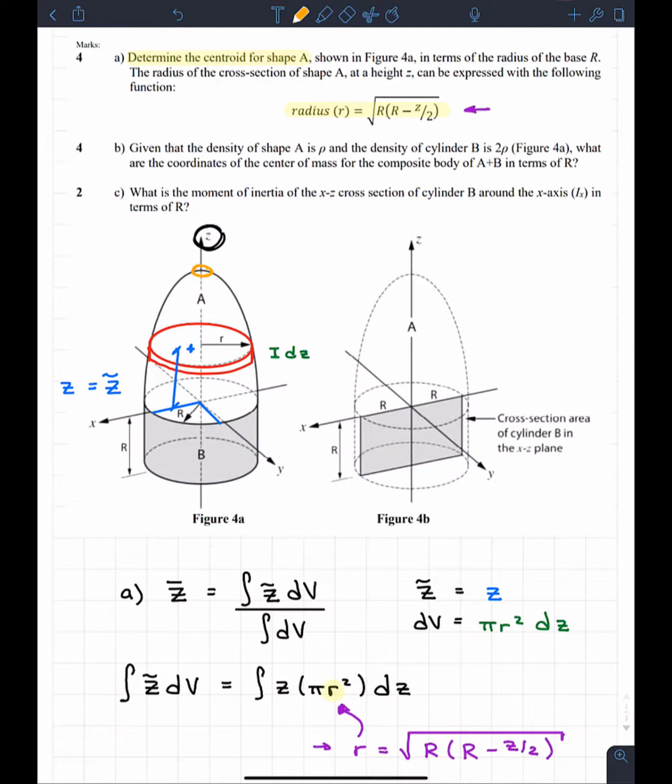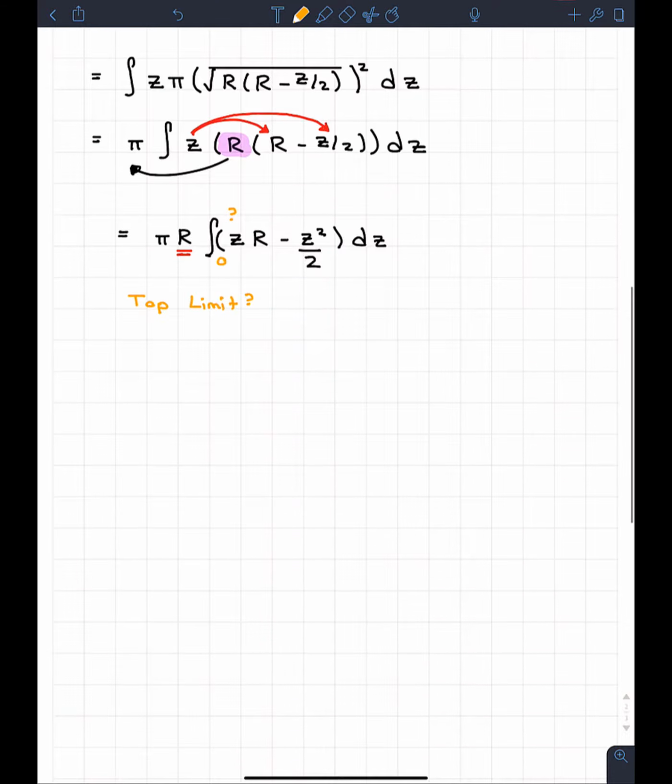So now we have to figure out, how do we find that? We're actually going to have to go to our equation up here that has to do with the radius. Because if we look at this shape, the radius gets smaller and smaller, and then at the very top of the shape, the radius goes to 0. So r is equal to 0. So we come to our equation where it says r is equal to the square root of r, bracket, r minus z over 2, and I'll put the square root over it. And we know that we're going to the point at which r is equal to 0, so this must be equal to 0.